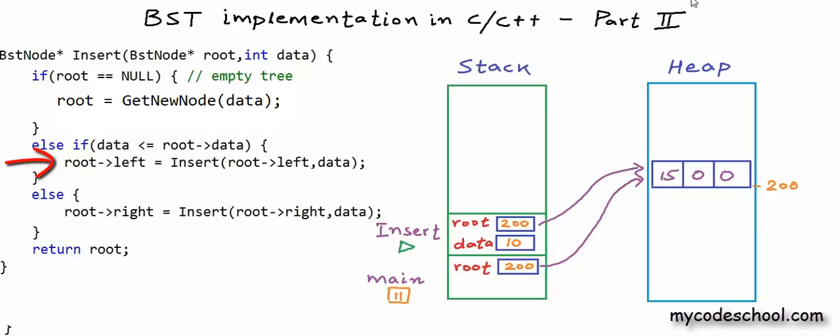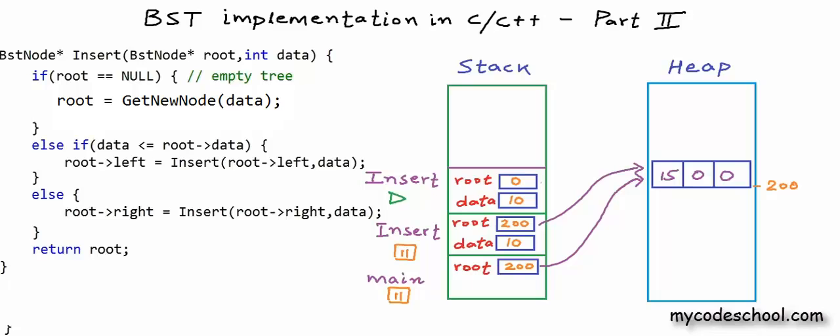and a function calling itself is not any different from a function A calling another function B. So what will happen here is that execution of this particular insert call will be paused, and a new stack frame will be allocated for execution of this another insert call, to which the arguments passed are address 0 in this local variable root, since the left child of node at address 200 is null, so we are passing 0 in root, and in data we are passing 10.